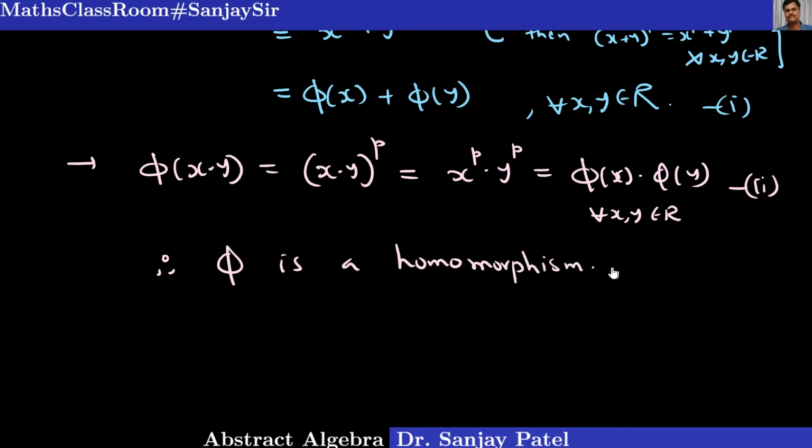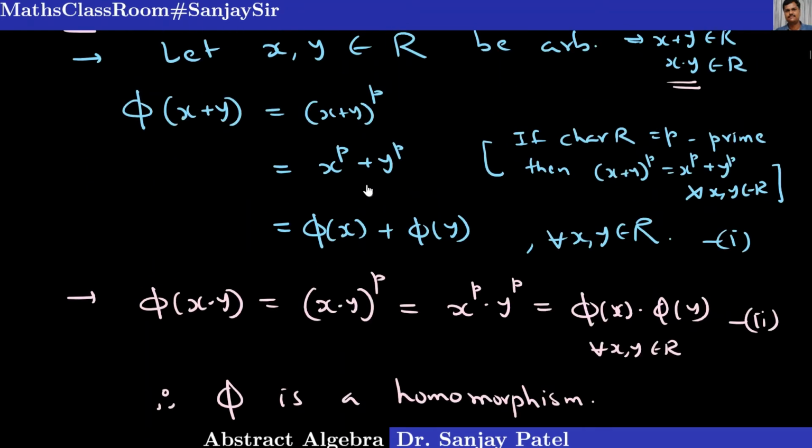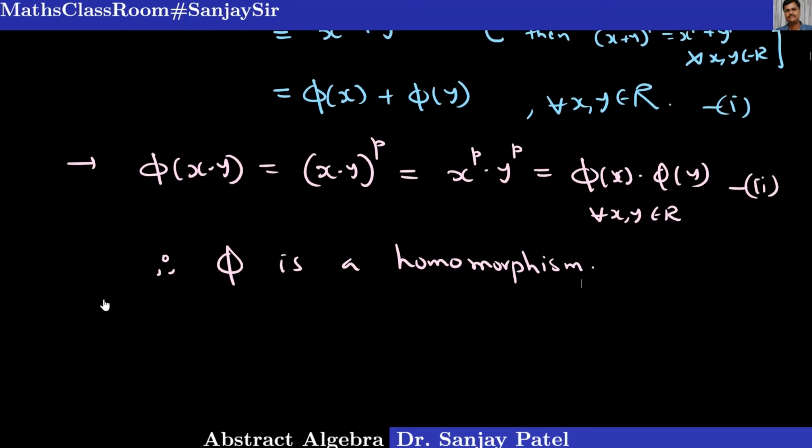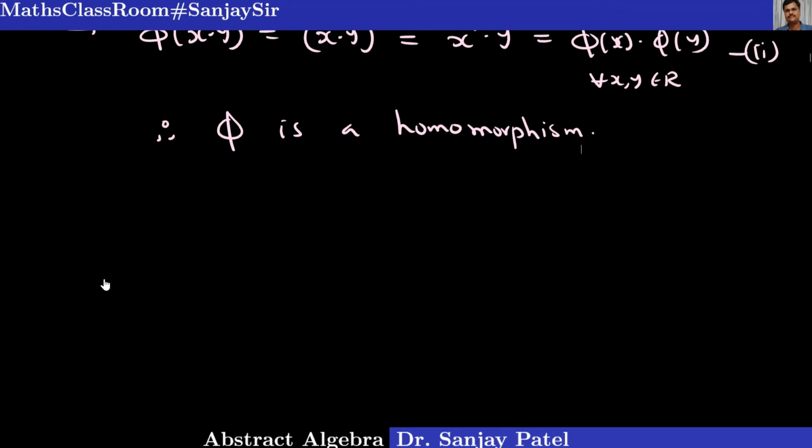So, a very nice and important example. But you are supposed to prove this step, that (x plus y) raised to p is equal to x raised to p plus y raised to p. So this proof we can write here to go from this to this step, which we have already done in our previous lectures. Let us take another example of homomorphism.